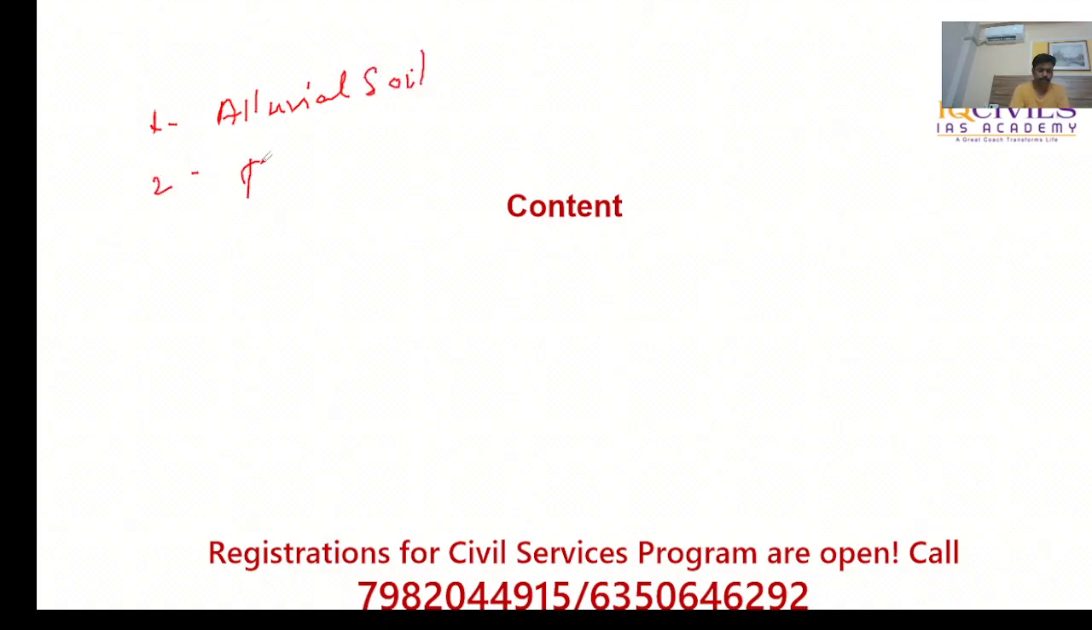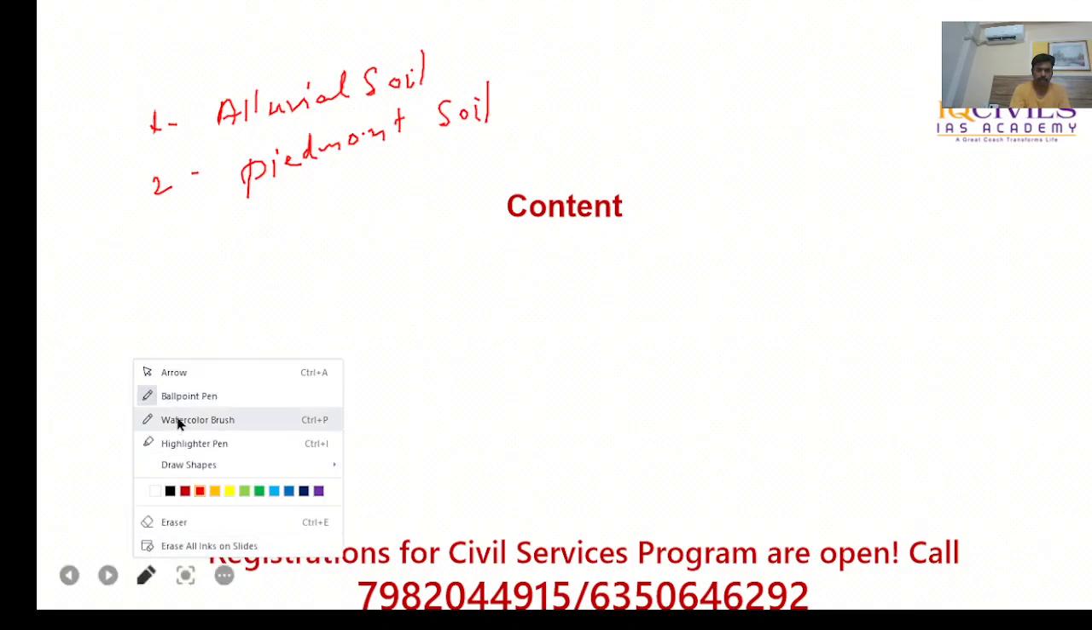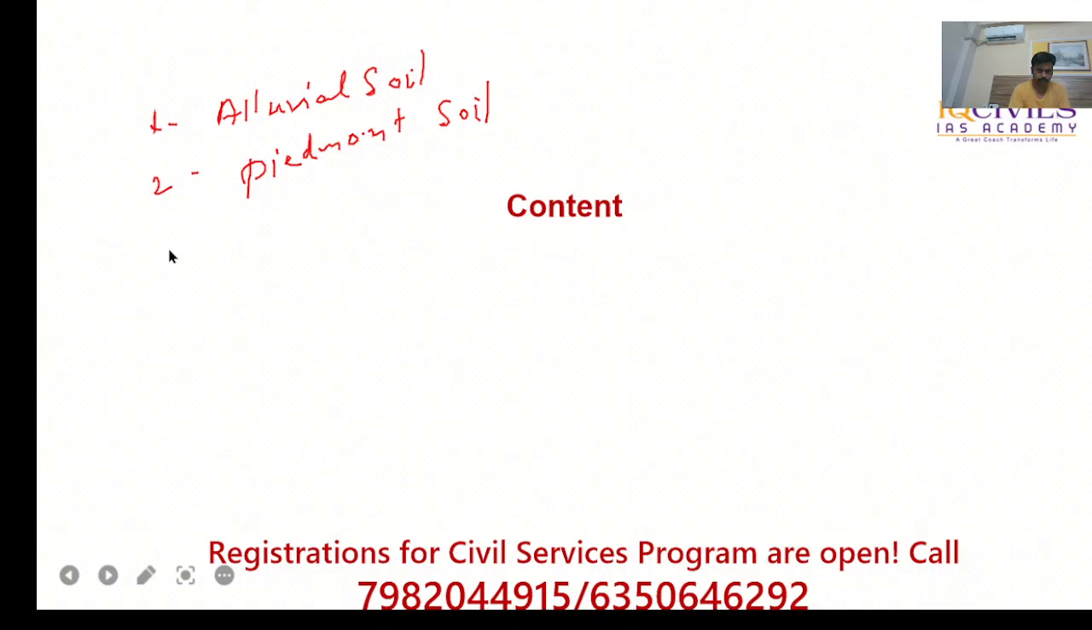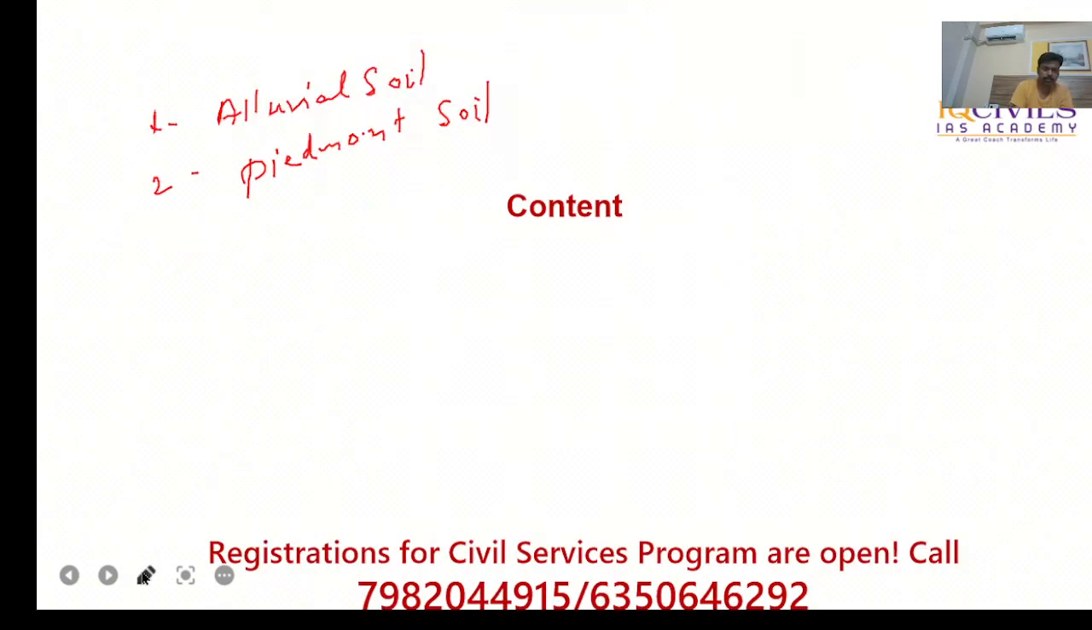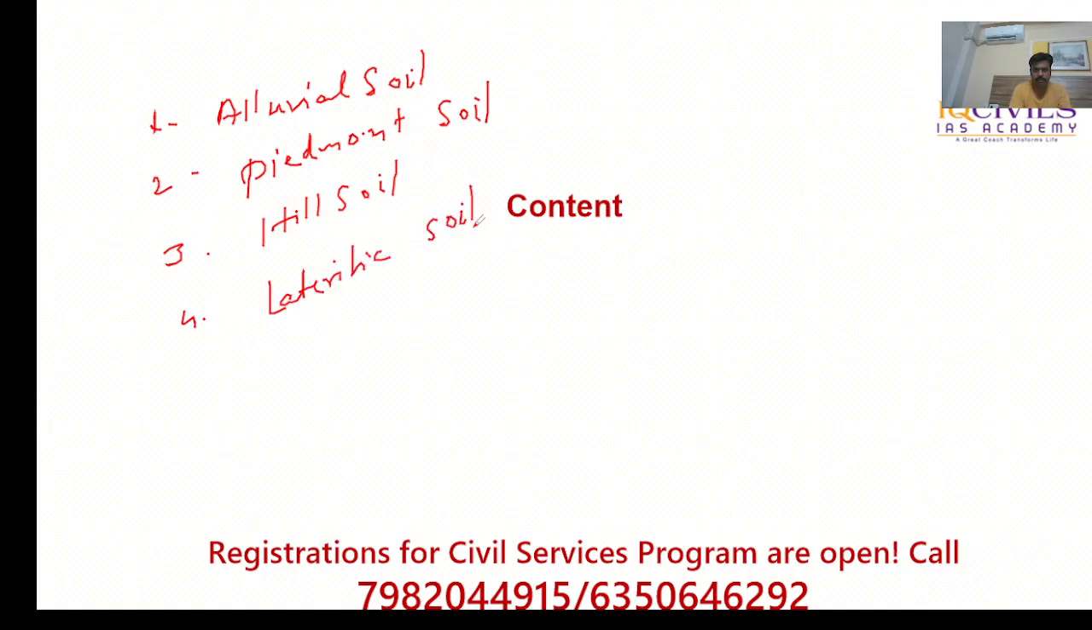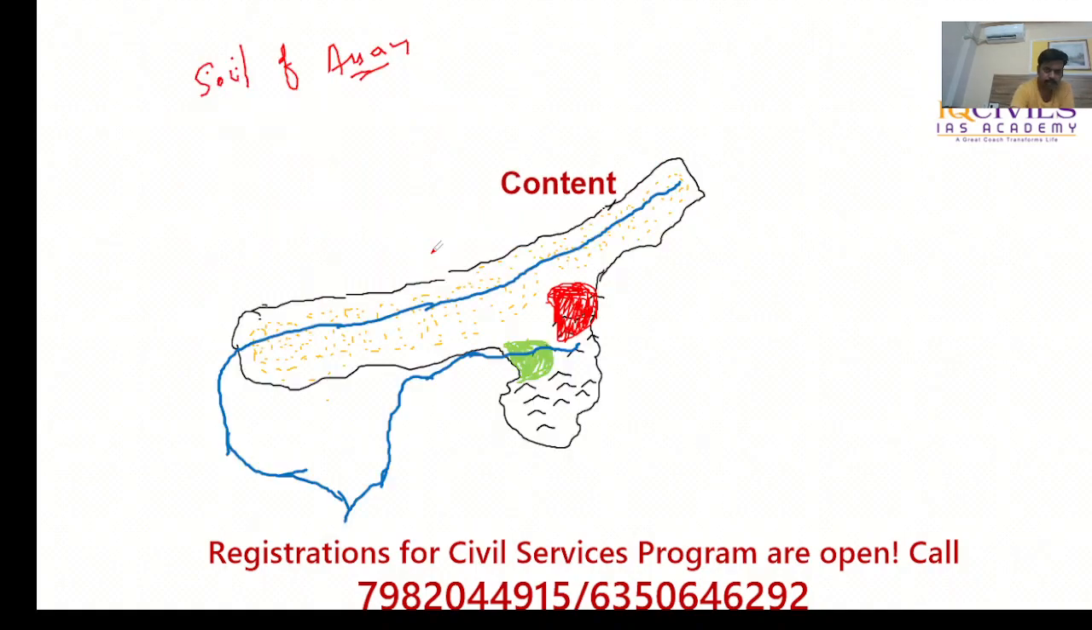The second type of soil is Piedmont soil. Piedmont soil means those soils which are found just at the foothills of mountains. The third type is hill soils, which are found over the hilly regions of Assam. And the fourth is lateritic soil. So now you should know that there are four types of soil in Assam. Let's see one by one.